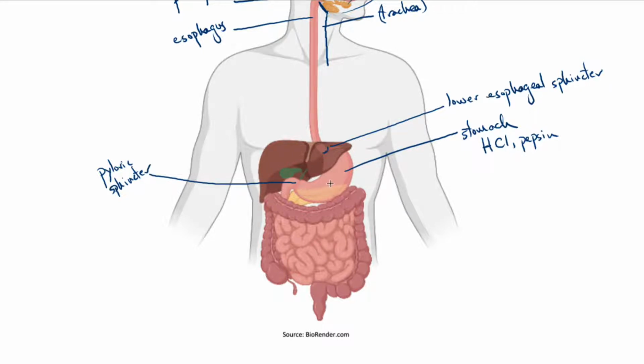Now, just note that here I've skipped some important things that are shown. This is the liver, and this is the gallbladder.